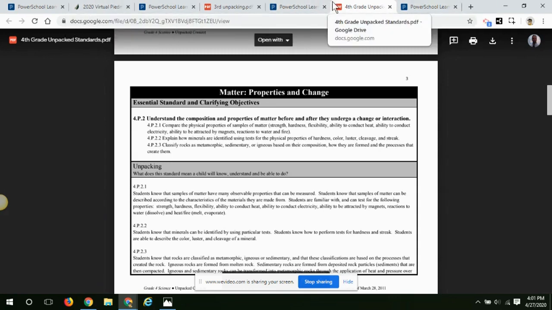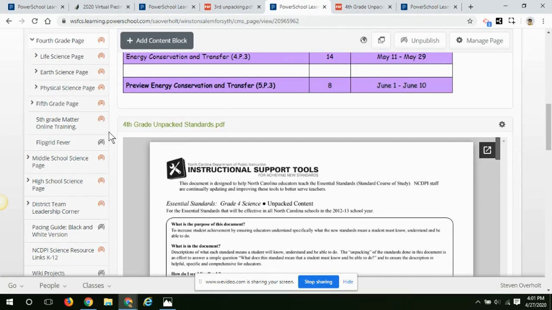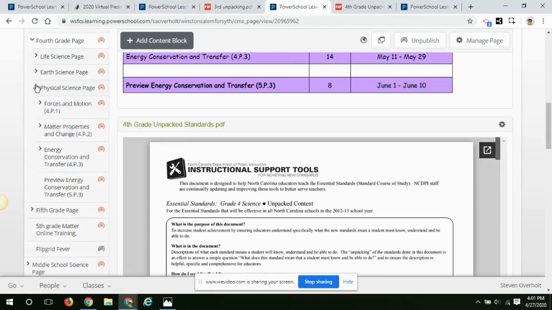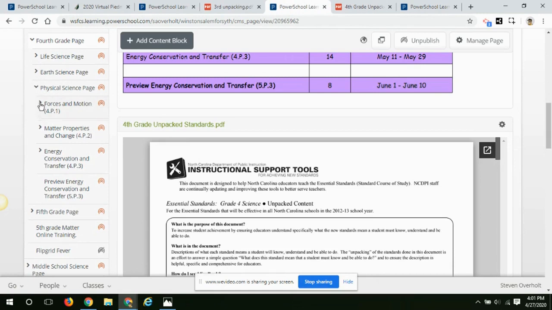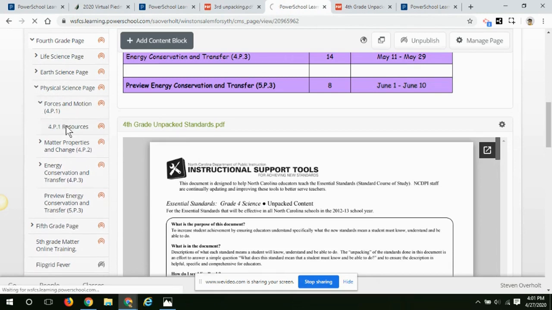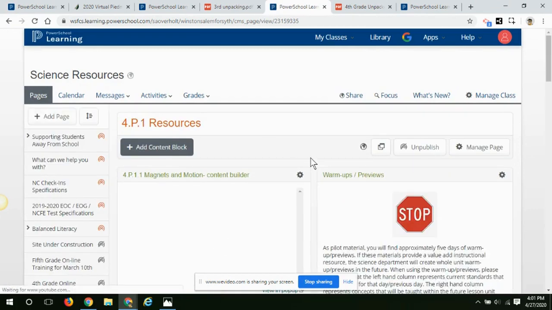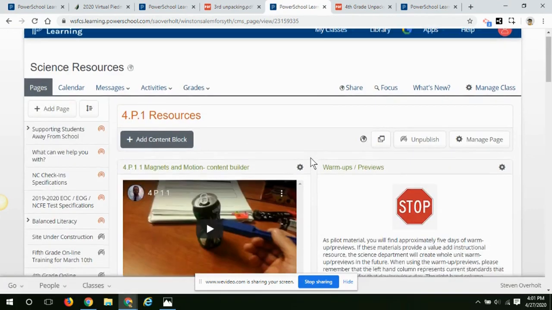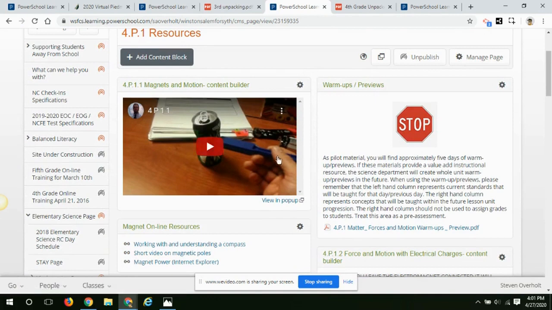So from here, we're going to go into the resources page. We're going to click on physical science, and then forces in motion, resources. Don't forget that these pages are here too. The videos that are in here are generally pretty solid. Here's one that talks about magnets, and this one was made for teachers to be able to reenact.